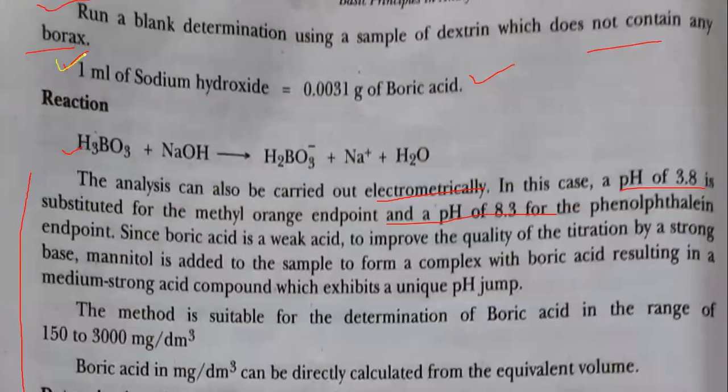So 1 ml of sodium hydroxide is equal to 0.0031 gram of boric acid. Then, based on how many ml of NaOH was required, we will calculate how much boric acid is present. This is the reaction: H3BO3 with NaOH gives you H2BO3 minus, Na plus and H2O.